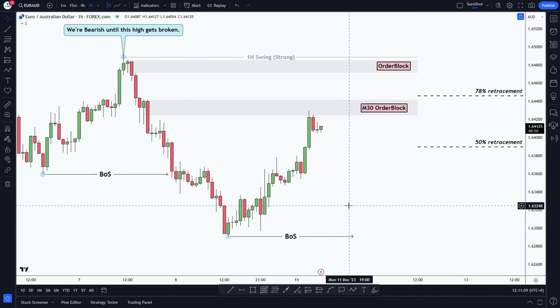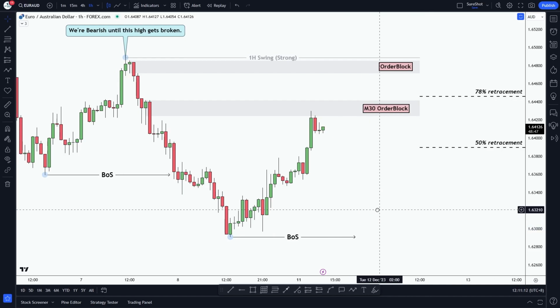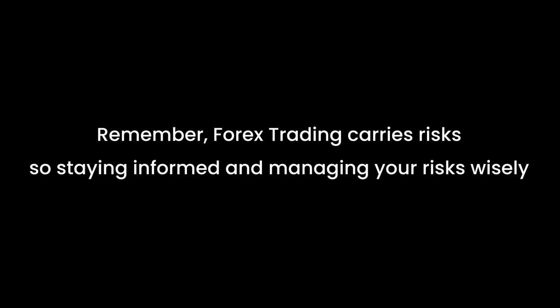It's always important to consider multiple viewpoints when making trading decisions. Remember, Forex trading carries risk, so staying informed and managing your risk wisely is the key.